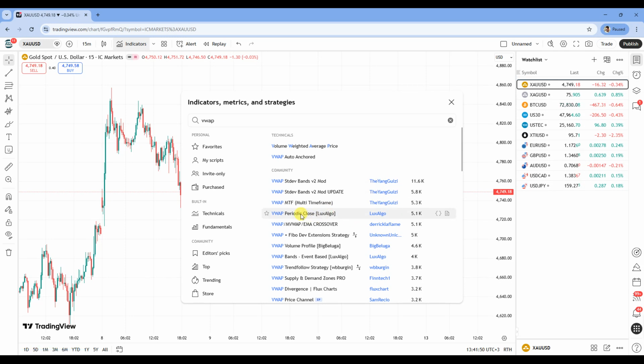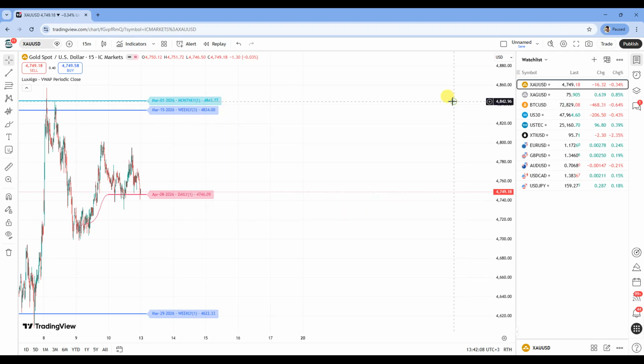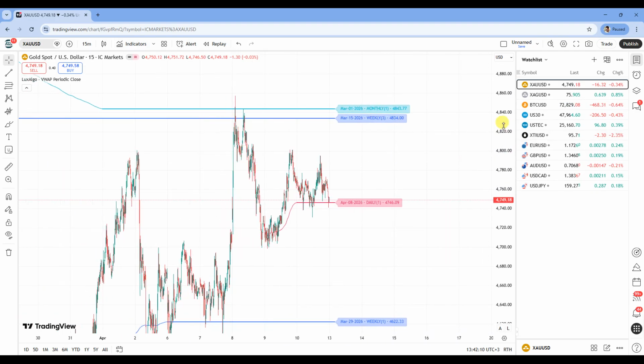So let's talk about this. And again, if you want me to make a video on the other one as well, for sure I'm going to help you guys. But let's talk about this one today. Search for VWAP periodic close LuxAlgo 5.1k. Click on this and it comes onto your chart all the way here.